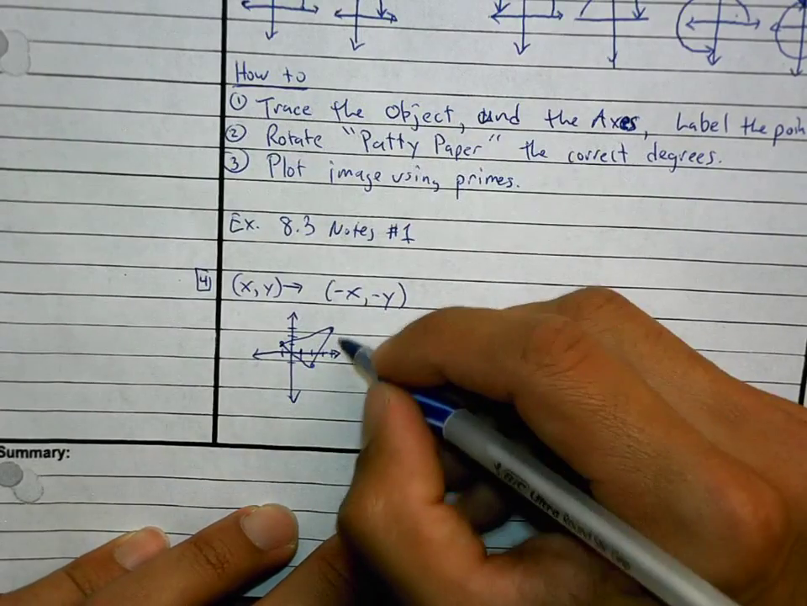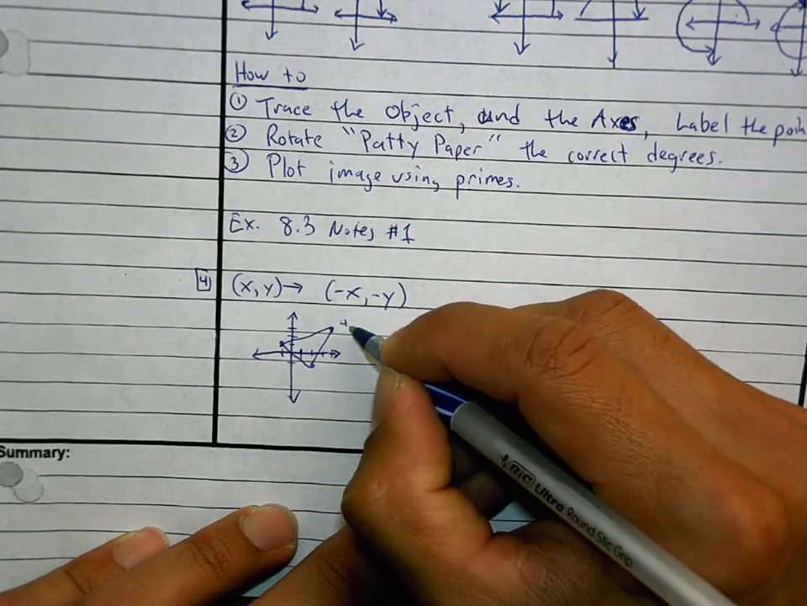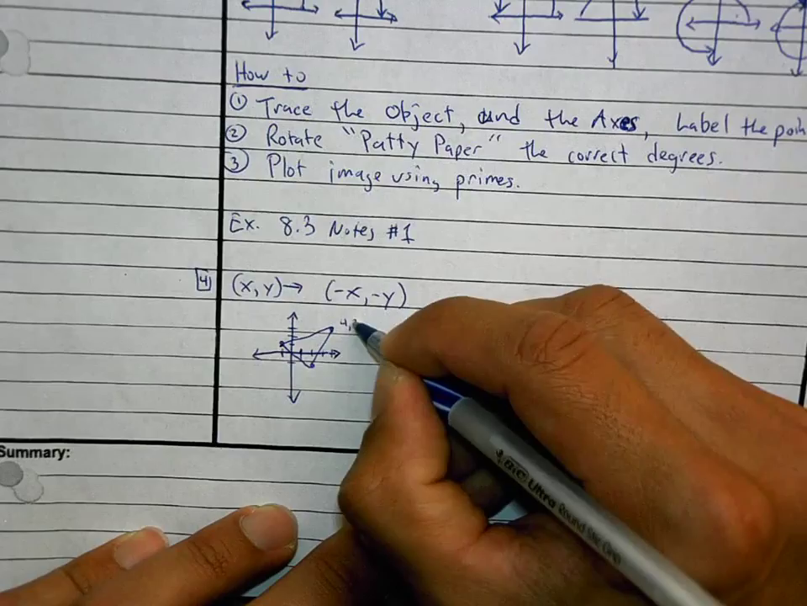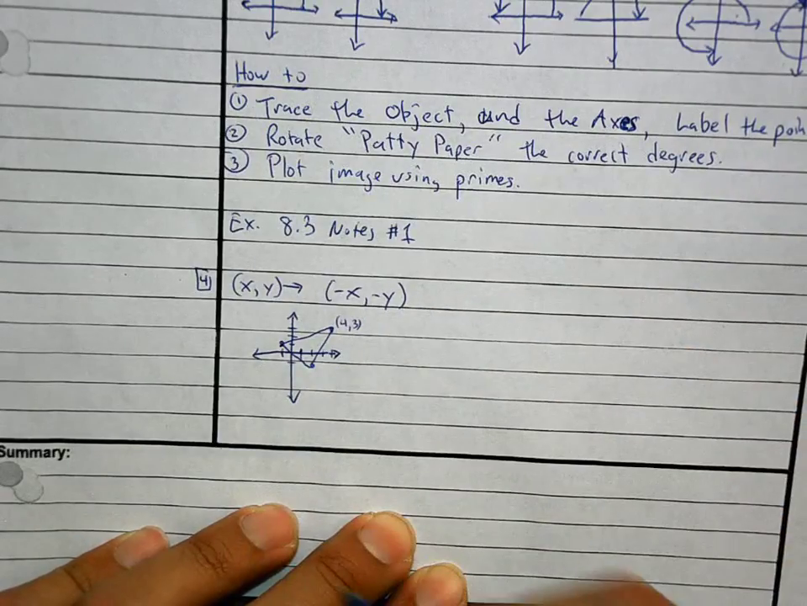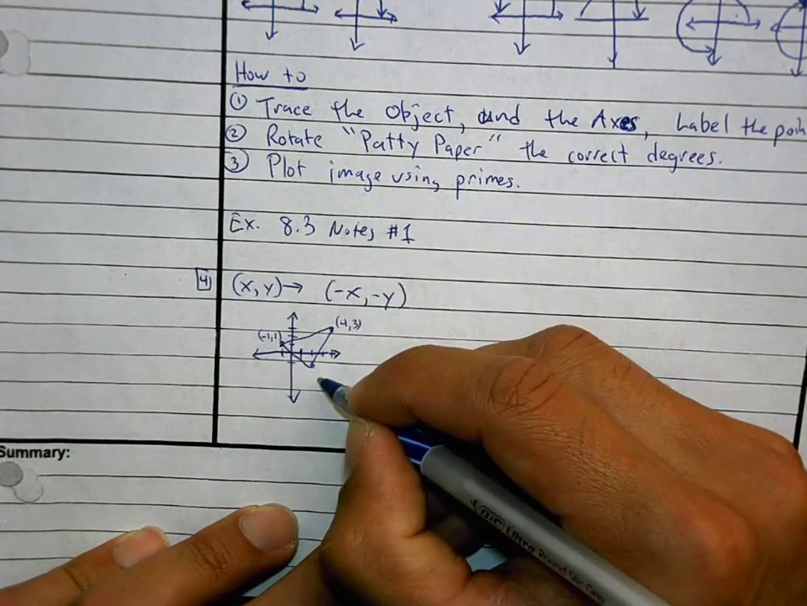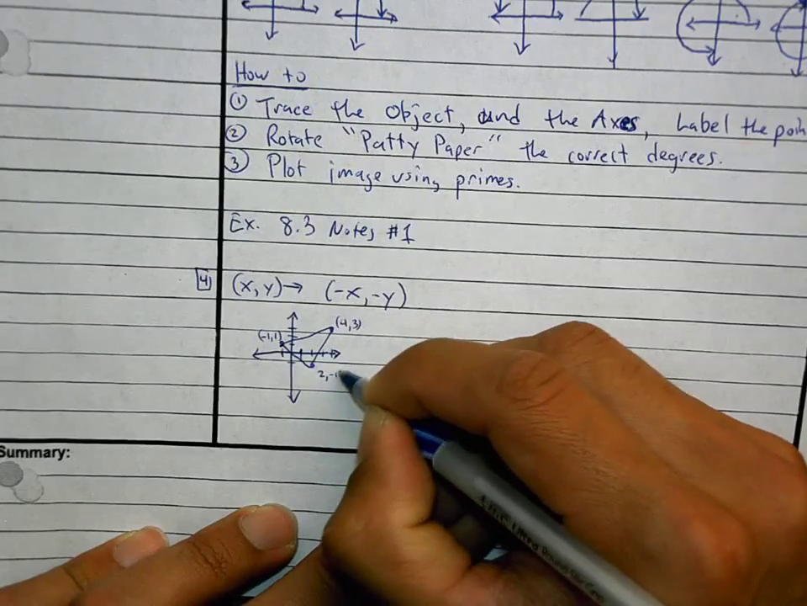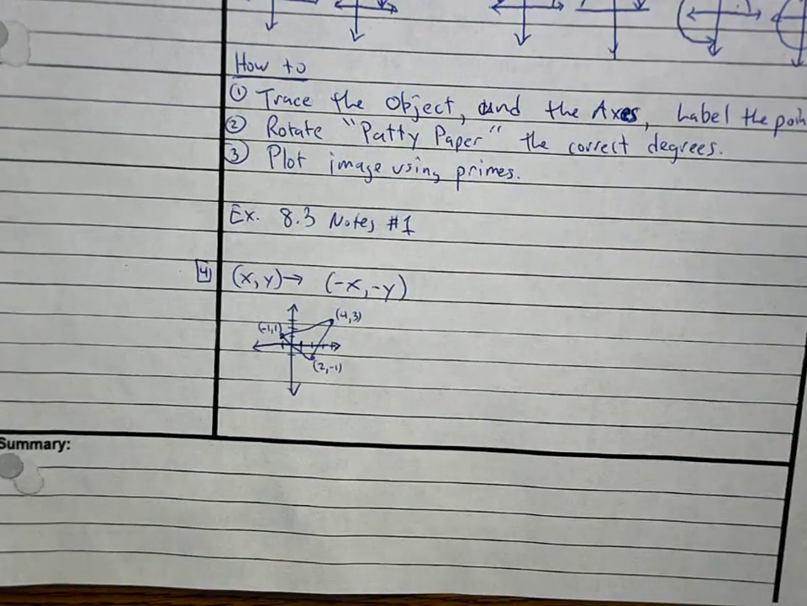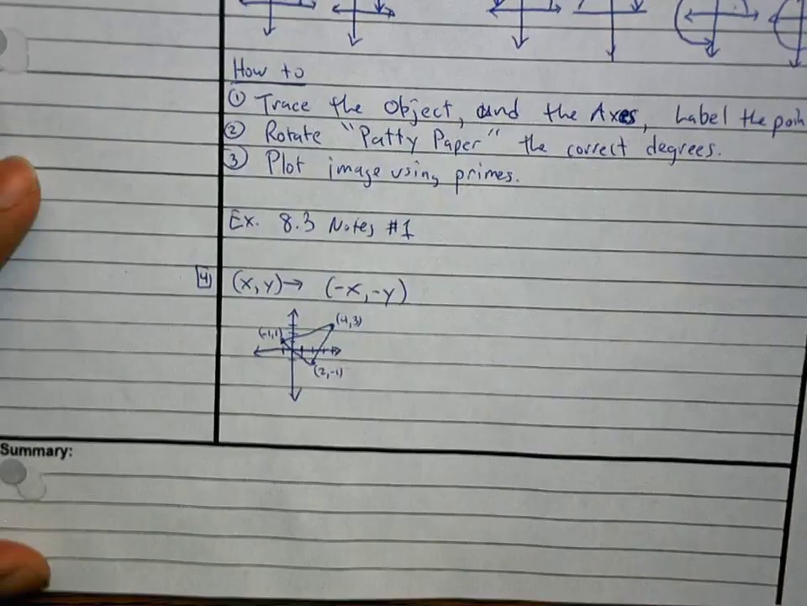Okay, I'm going to even label these things. 4, 3. This is at -1, 1. This is at 2, -1. I'm just going to label those points so you can see them. And that's kind of hard, so let me zoom in a little bit more.